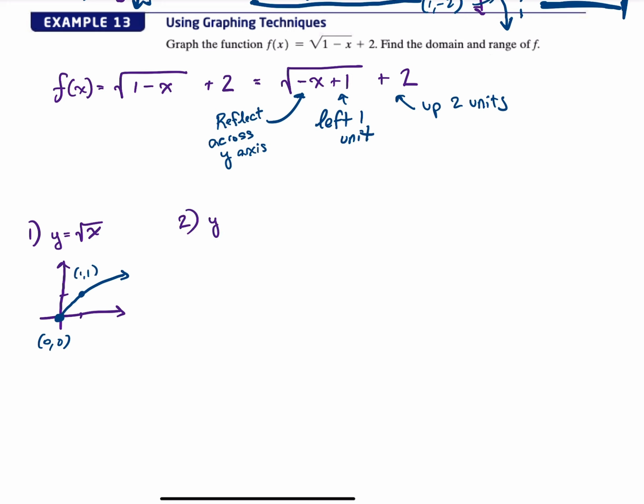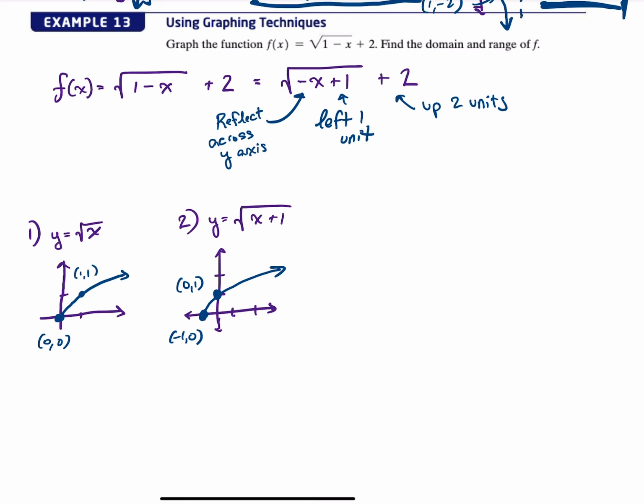Let's imagine we have the square root of x plus 1. Shift it to the left 1 unit. So just a rigid transformation to the left, so that starting point would be over here at negative 1, 0. Then instead of 1, 1, I should have the point 0, comma 1. So shifted to the left.